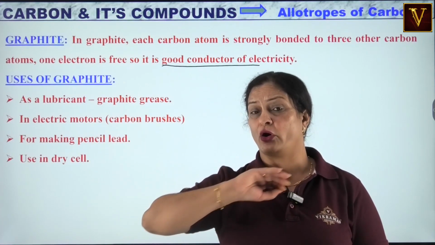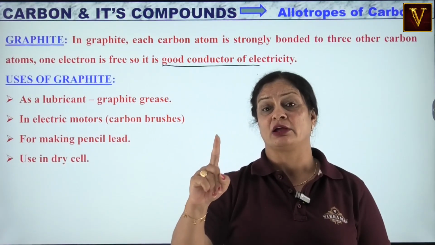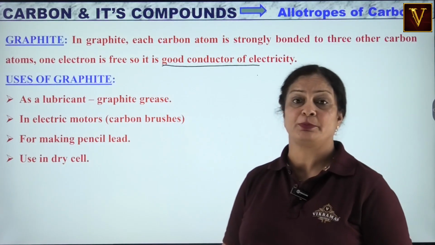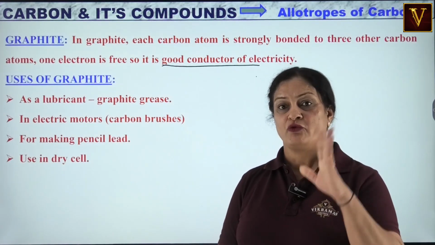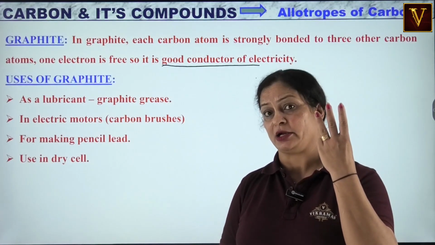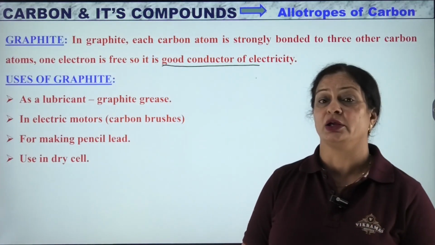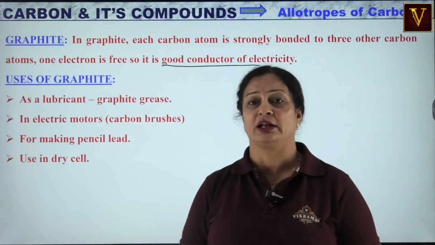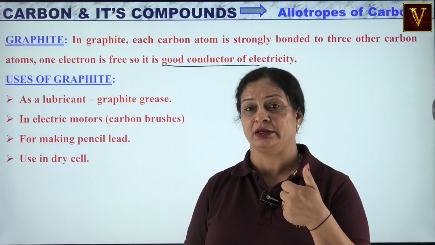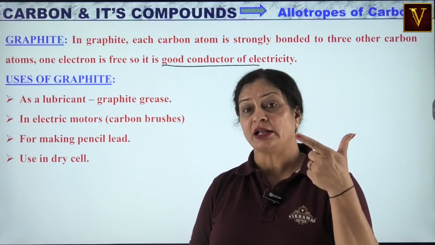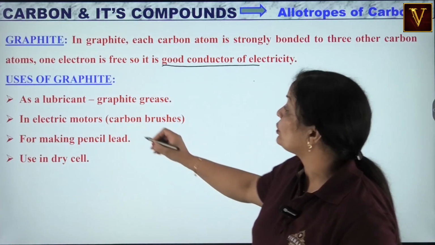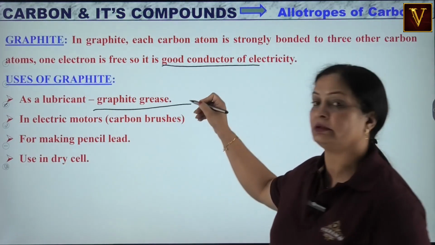The answer of all these questions is a single answer. In graphite, one carbon atom is attached with 3 other carbon atoms. 1 electron is free. Due to that free electron, graphite is good conductor of electricity. Due to that, it is soft, it is slippery, it is used as a lubricant.